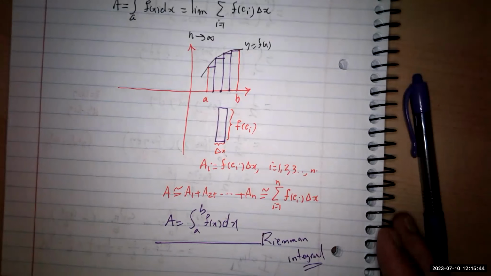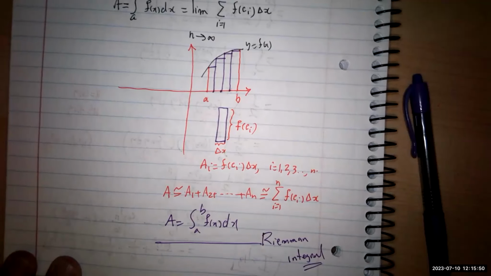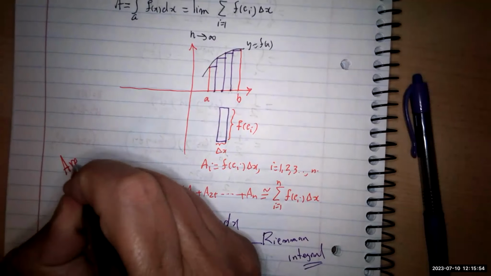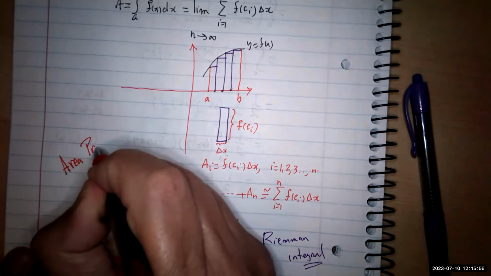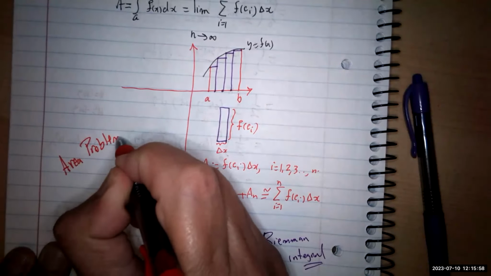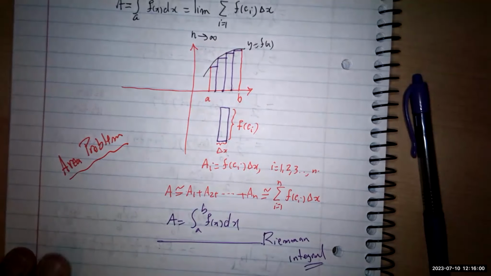So the way we are going to operate, this result is going to be, so we solve the area problem with this type of integral. We solve the area problem. It's the way we do it in Calculus 1.